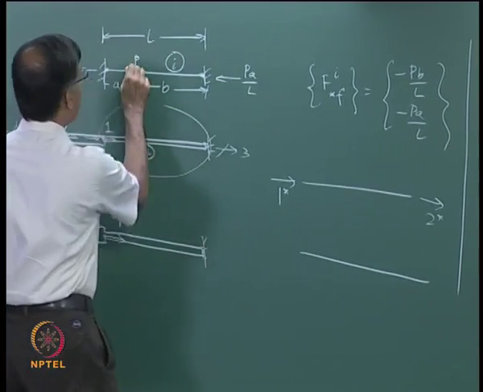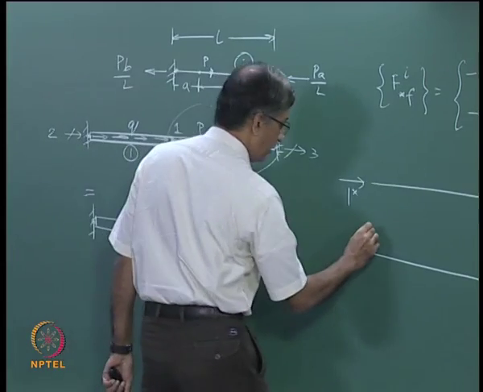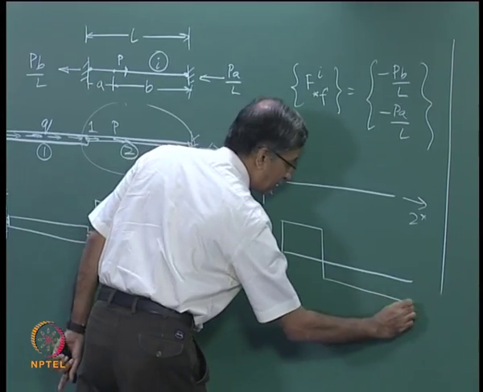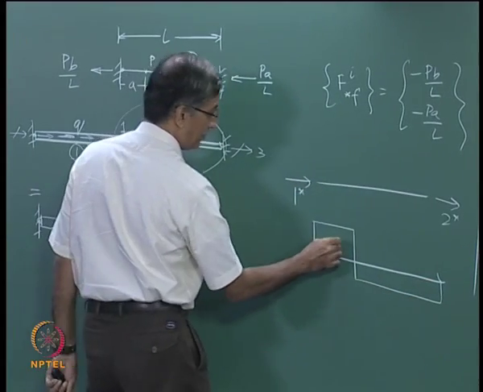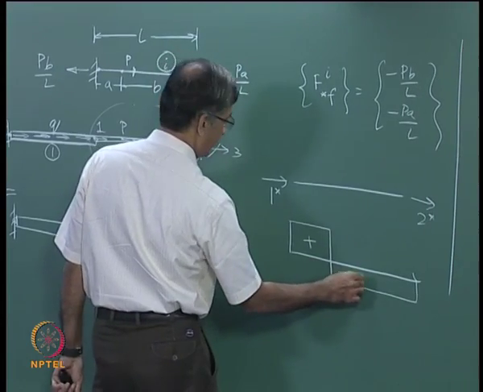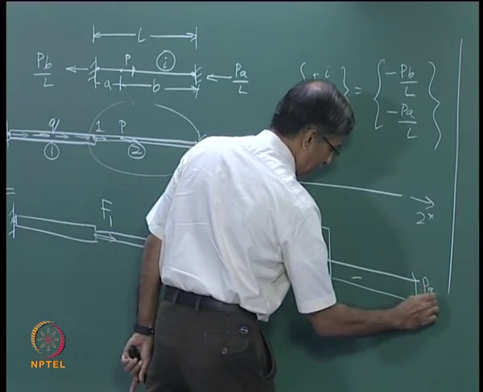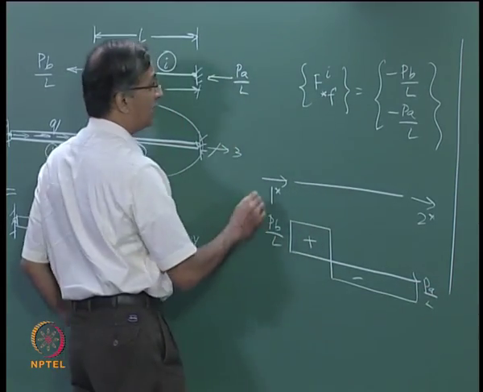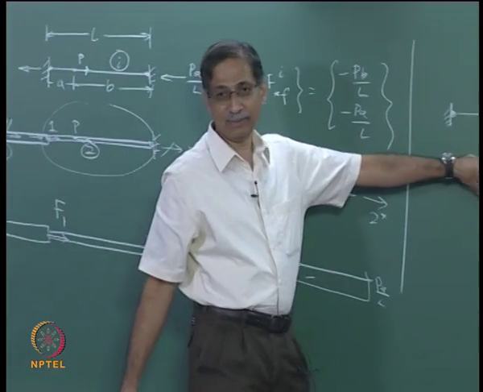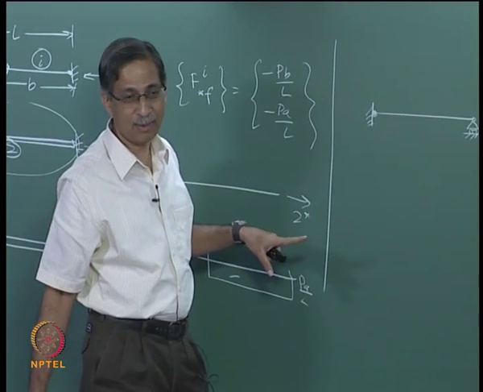In this region I get tension, in that region, so remember it was something like that. This is the axial force variation. This is tension and this is compression. This was PB by L, PA by L, and so I can have different values, different signs if I had 2 degrees of freedom, but here I can have only 1 value, and I have to have uniform tension or uniform compression.